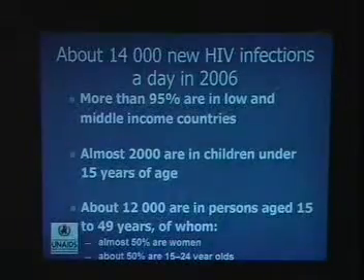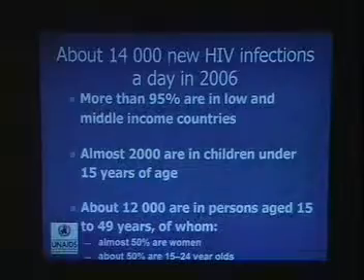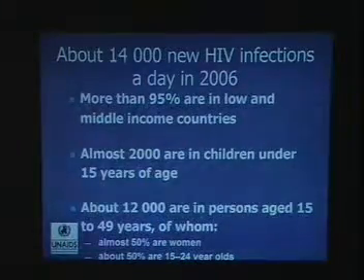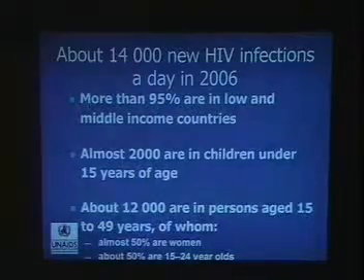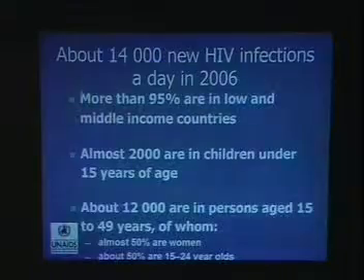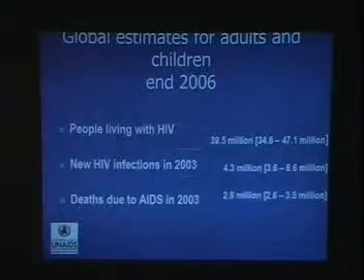Next slide. This is data from 2006. More than 95% are in low and middle income countries. Almost 2,000 are children under 15 years of age. About 1,200. This is given by UNAIDS. Next. This is a 2006 estimation.